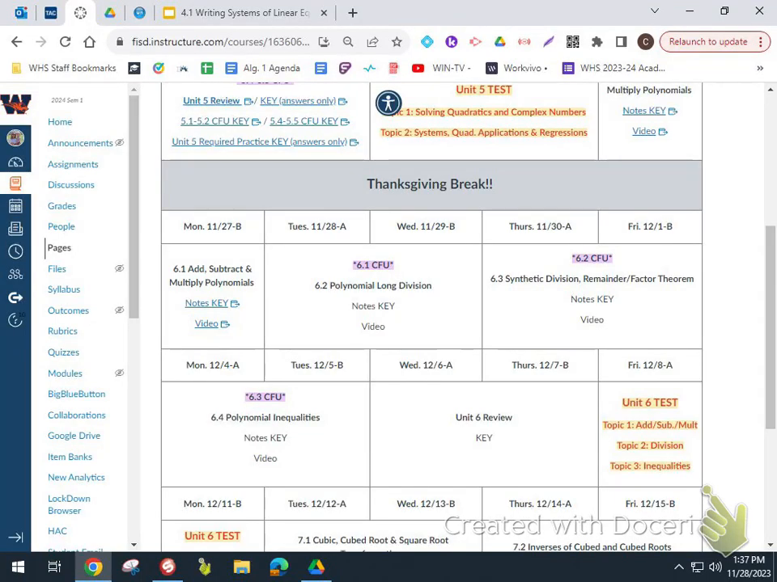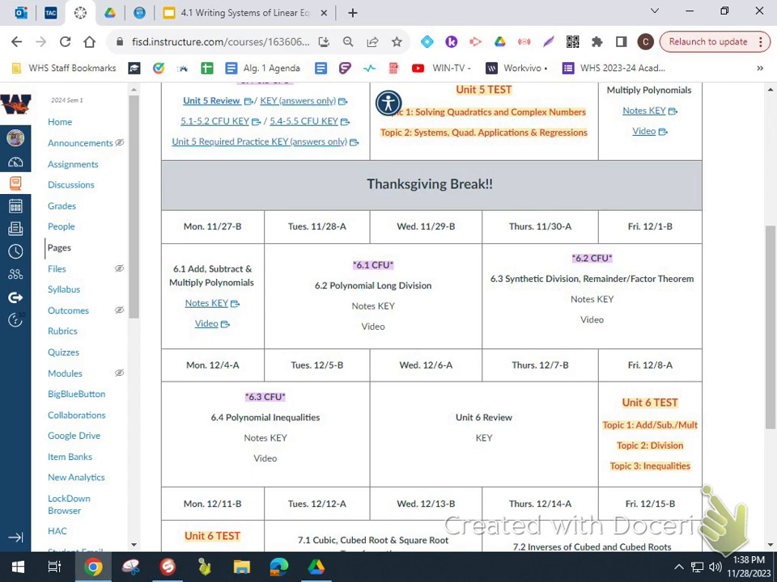Excellent work on the CFU. If you did make a little mistake, this is what these are for, just to figure out where your mistakes are. I will say the CFUs in this unit, there's going to be 3. So you have one for the next couple days. They're very short. Next one is 1 question. I think the third one is maybe 2 again.